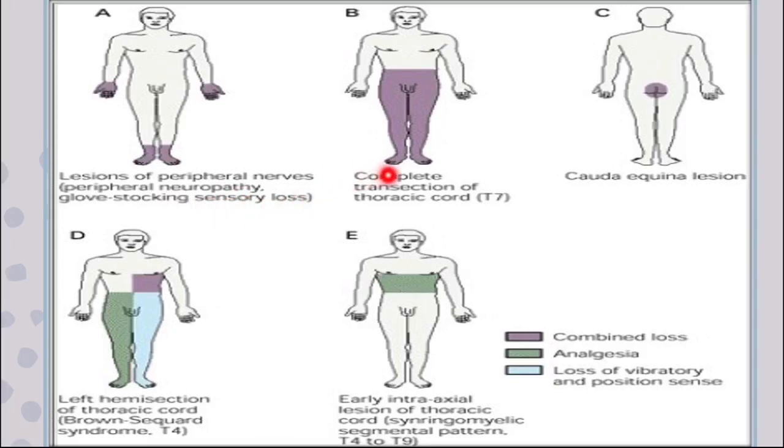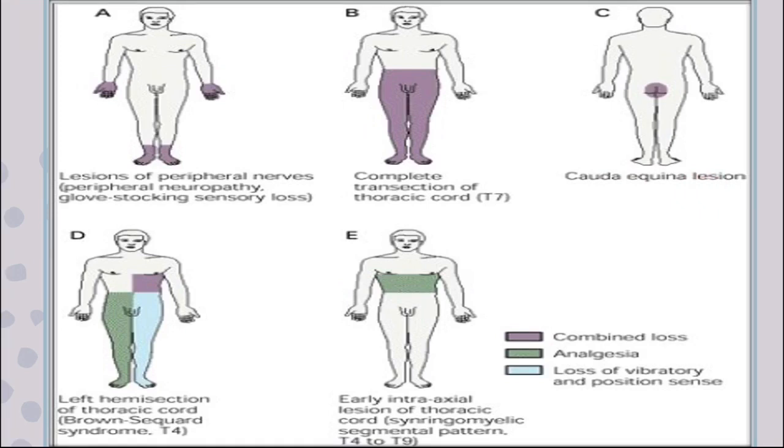Now the second one is complete transection of the thoracic cord. As shown in this diagram, if it is happening at the T7 level, there is complete loss of sensory function. All the sensations will be lost below the T7, and below the T7 there will be upper motor neuron lesion features.